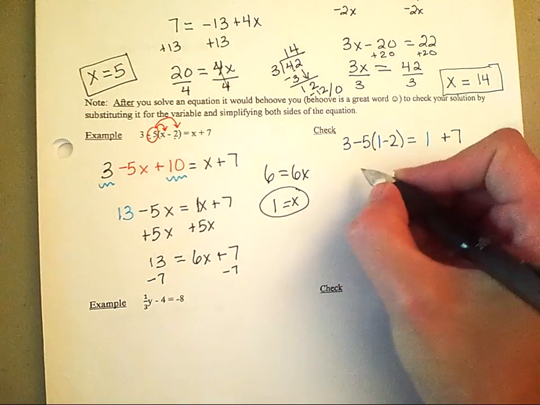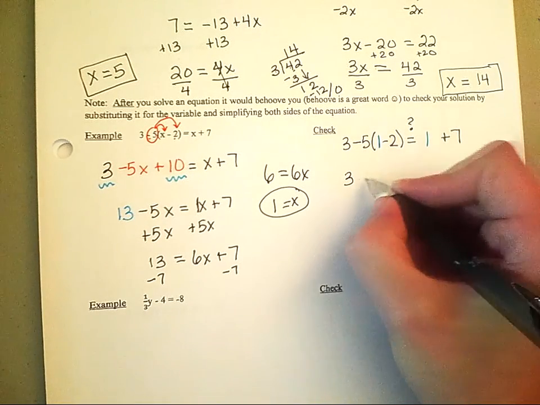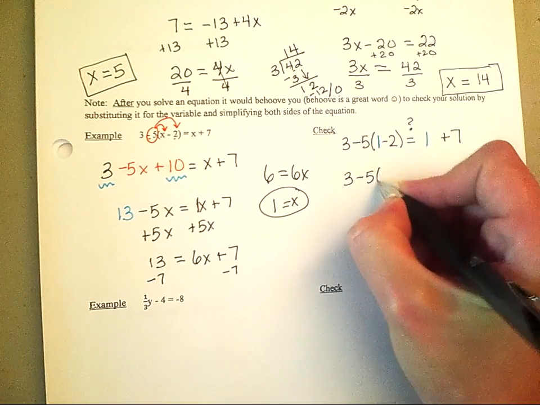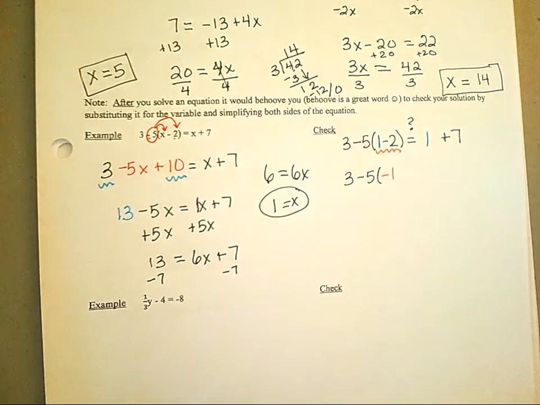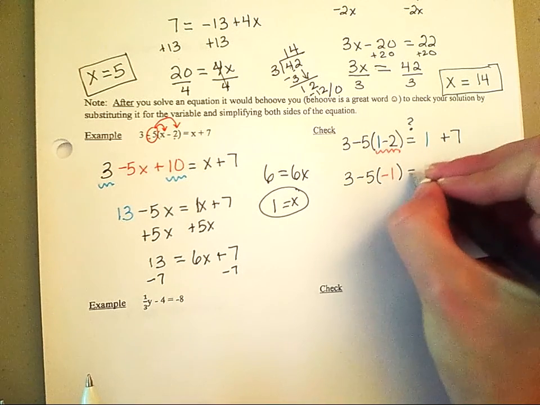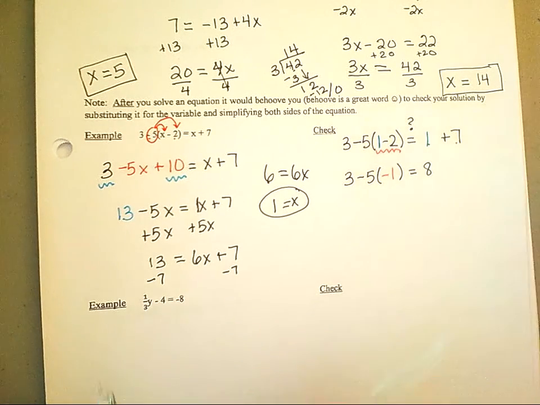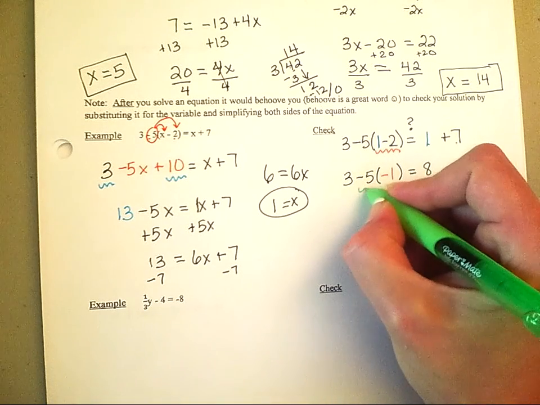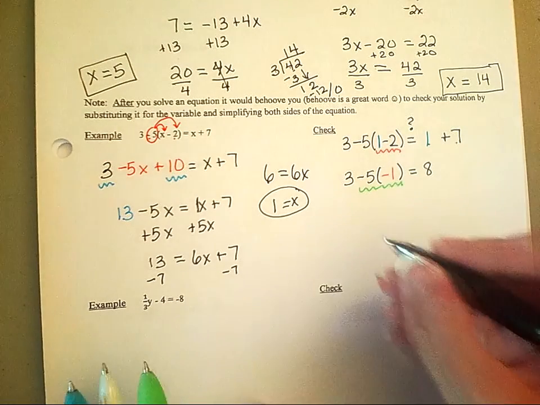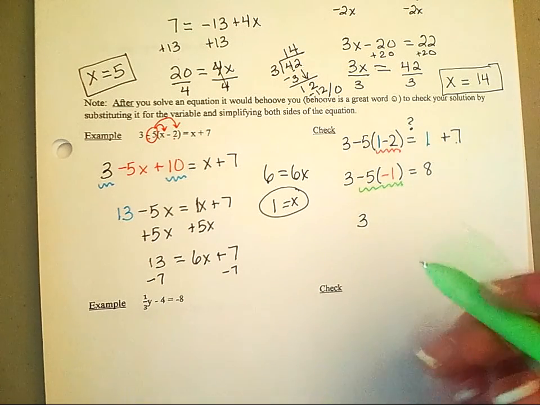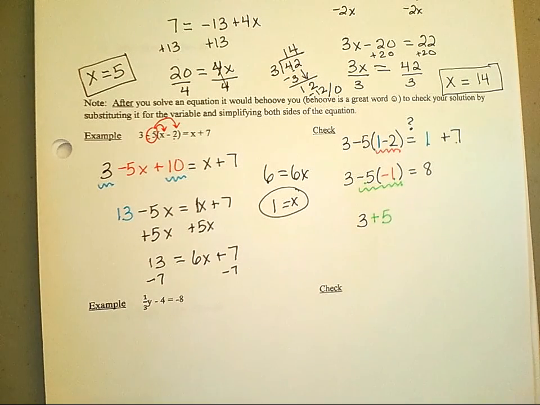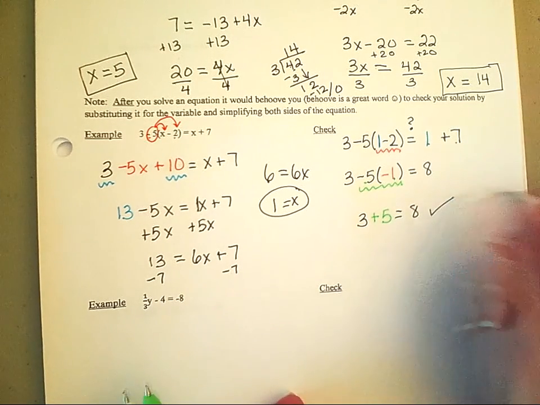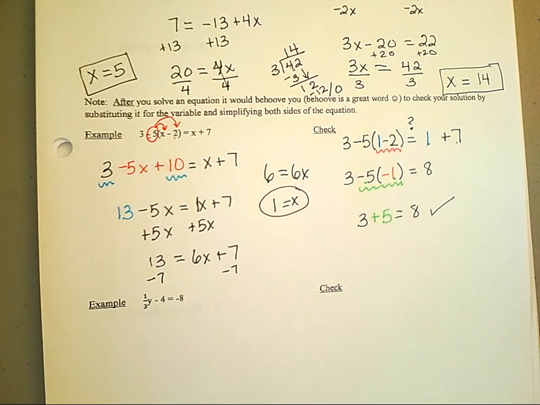And now let's simplify using the order of operations. 3 minus 5, we have to work inside the parentheses first. So this becomes negative 1. And on this side, 1 plus 7 is 8. Now following the order of operations, we have to do the multiplication next. So the 3 will stay the same. And a negative 5 times a negative 1 is positive 5. And is it that 3 plus 5 equals 8? Yes, it's true. It checks.